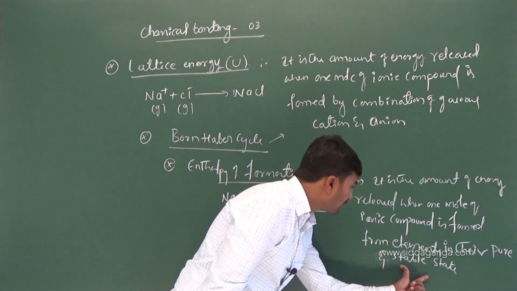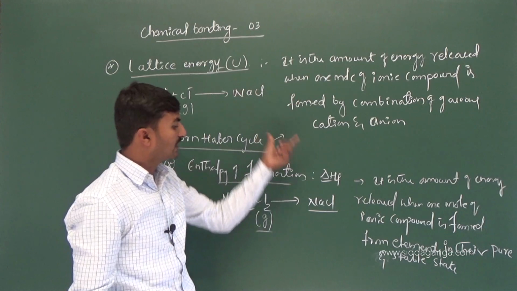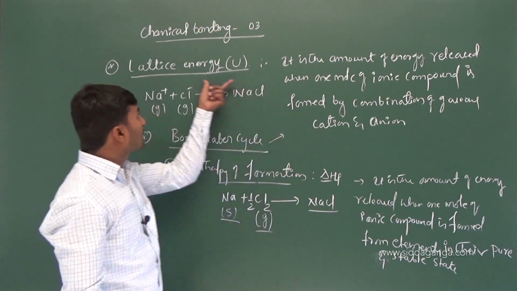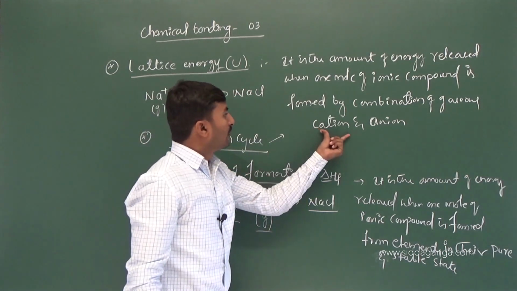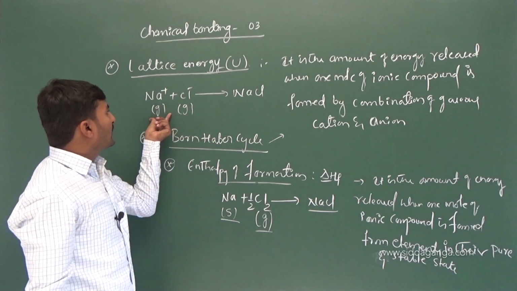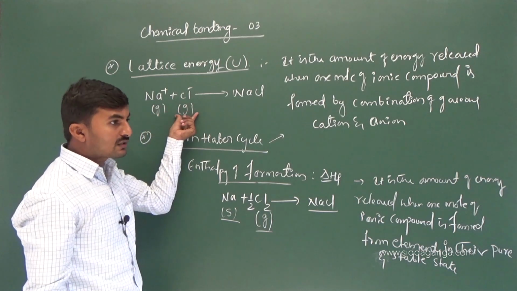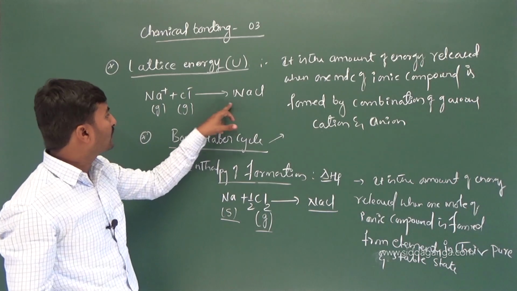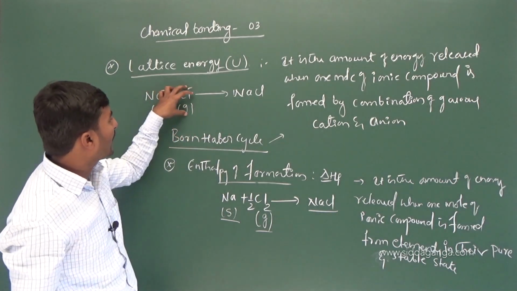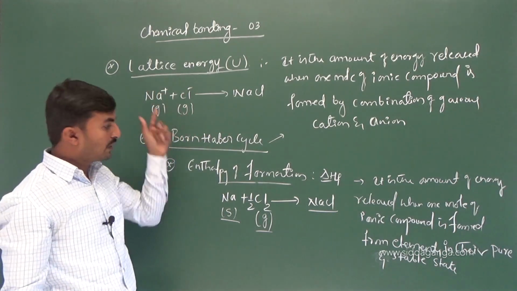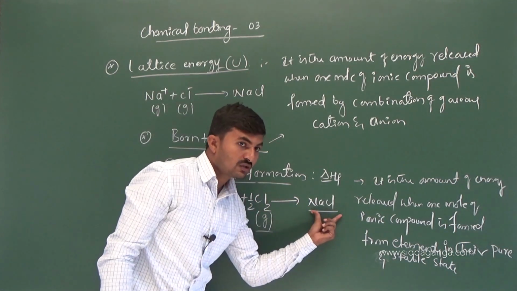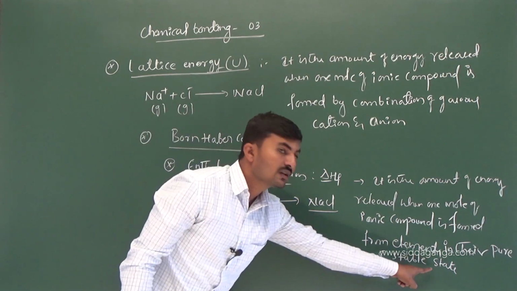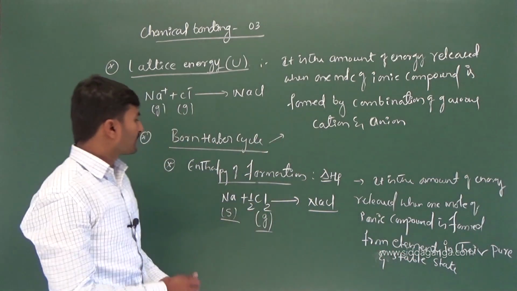This is the difference between the definition of lattice energy and enthalpy of formation. In the case of lattice energy, we have a positively charged cation and negatively charged anion in their gaseous state. That is the energy released during the combination of cations and anions in their gaseous state. But here it is the amount of energy released when elements in their pure and stable state combine. Okay, this is the first.